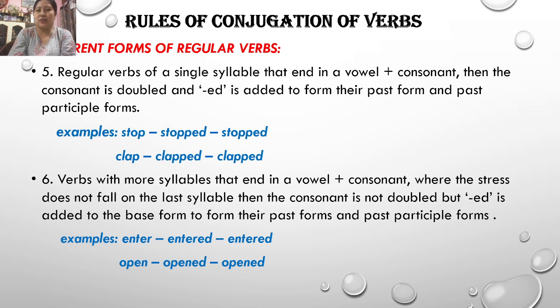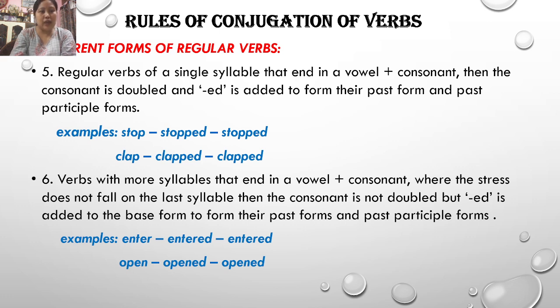With the previous regular verb, we have seen that it also ends with a vowel and a consonant, but it is a single syllable word. That is where the consonant is doubled and ed is added after it to form the past form and the past participle form. I hope points number 5 and number 6 are clear to you.